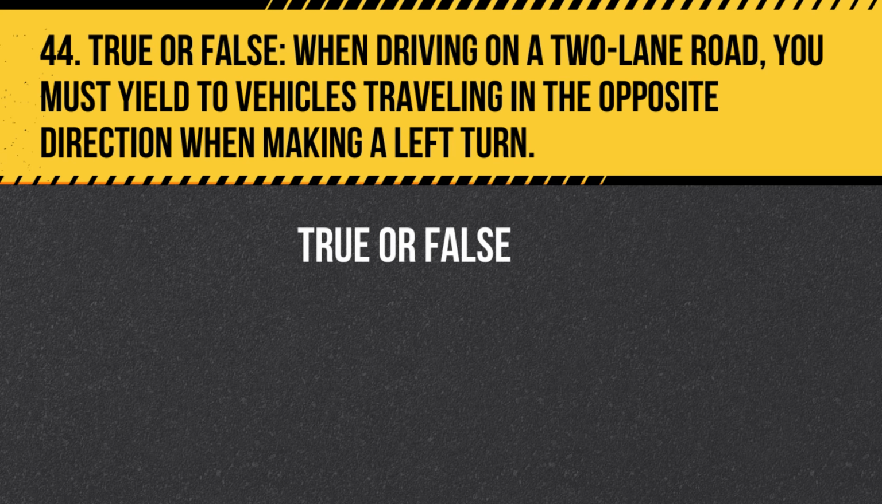Question 44. True or false? When driving on a two-lane road, you must yield to vehicles traveling in the opposite direction when making a left turn. Answer. True. When making a left turn on a two-lane road, you must yield to vehicles traveling in the opposite direction.